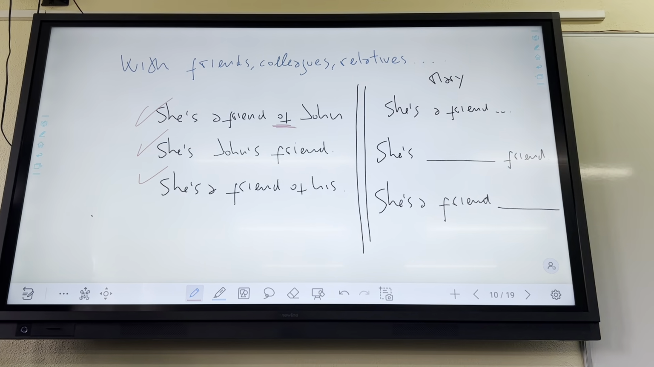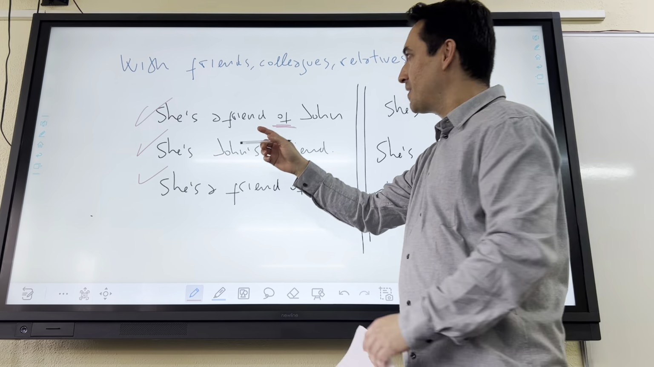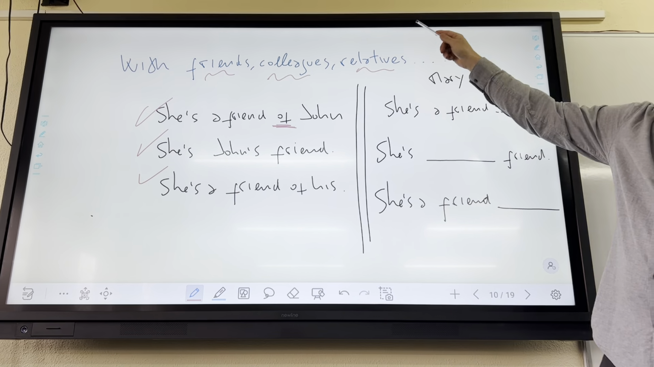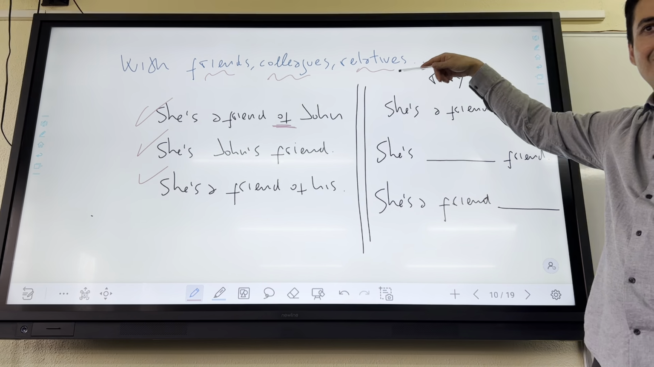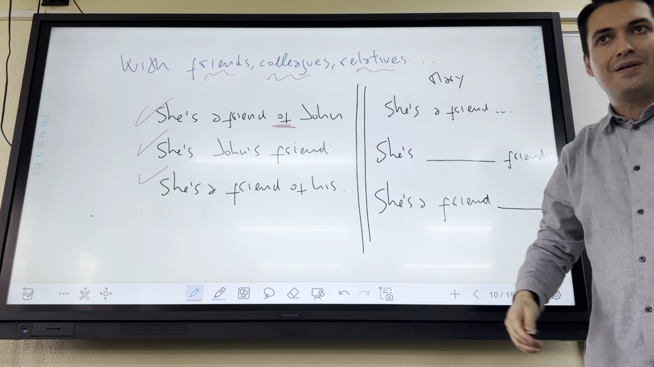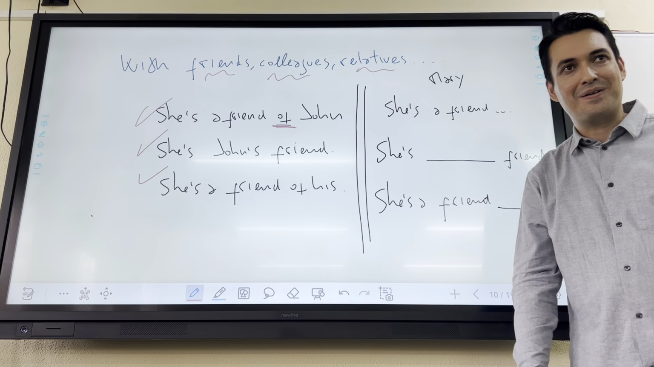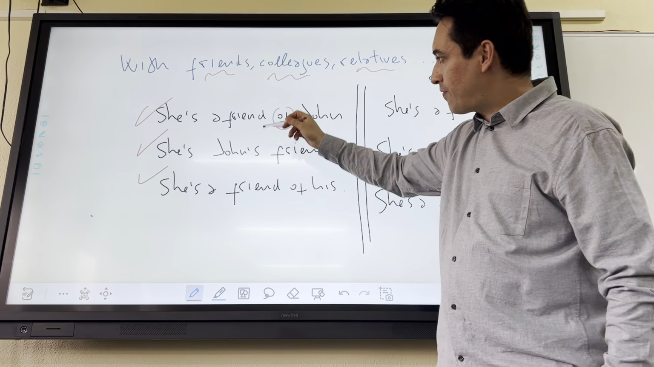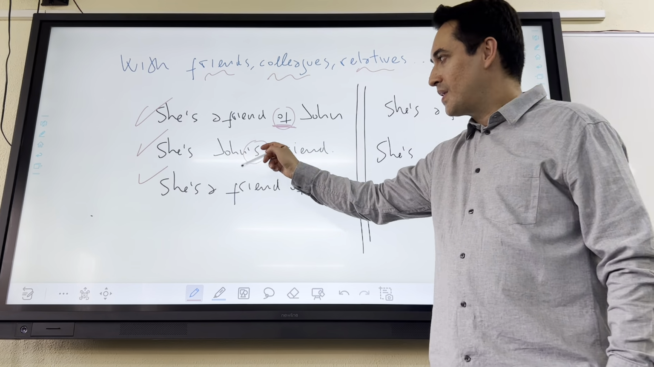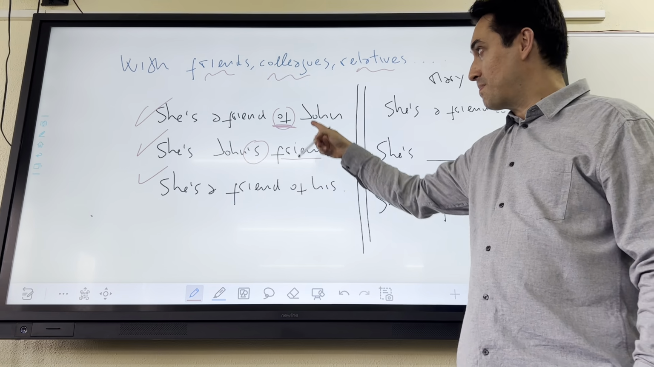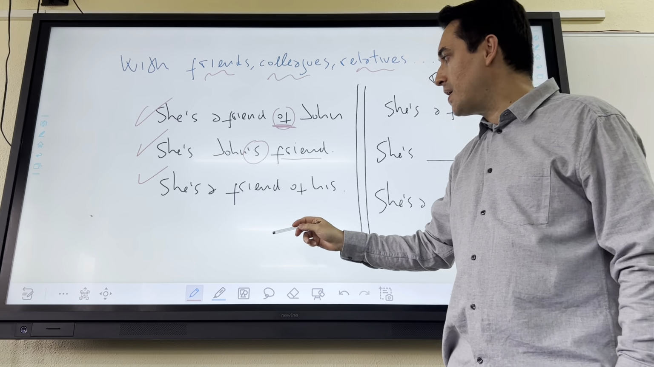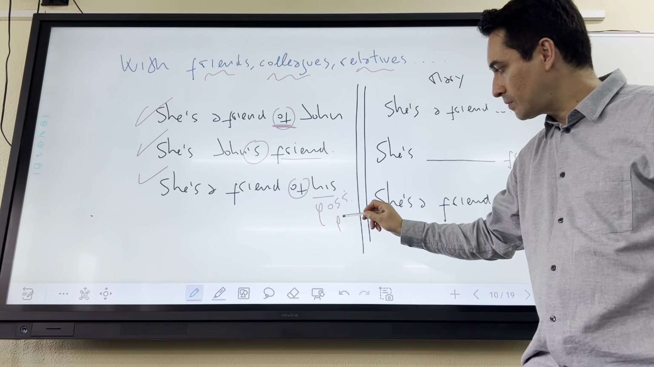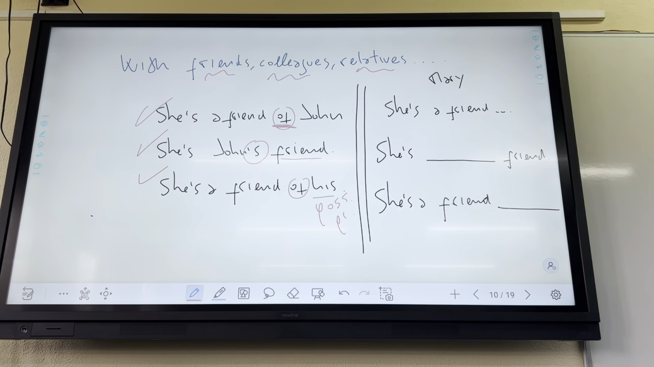Sounds good. So what are the three possibilities? When we talk about friends, colleagues, or relatives, like sister, brother, cousin, father, mother, aunt, grandfather, great-grandfather, great-great-grandfather, you can use three possibilities. One is the of phrase, another is apostrophe S, and the third is the person, in this case friend, and of, and then a possessive pronoun. The three possibilities are okay.